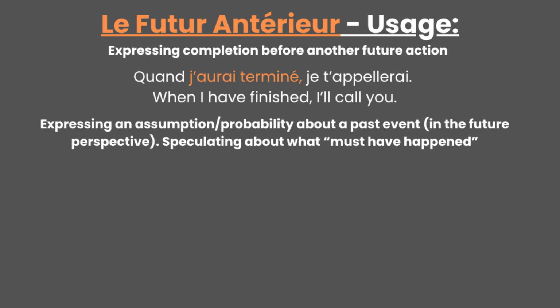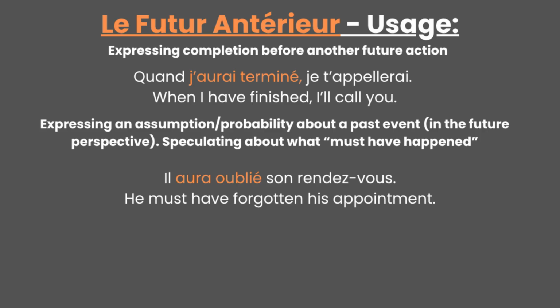The tense can also express assumption or probability about a past event in the future perspective. This allows us to speculate about what must have happened, like saying, Il aura oublié son rendez-vous. In English, this sounds like "must have" plus a past participle, but in French, it's a way of showing a logical guess about the past.